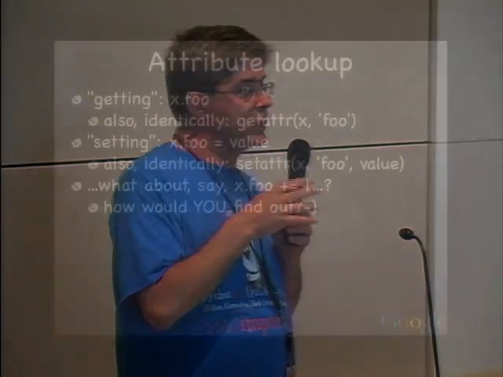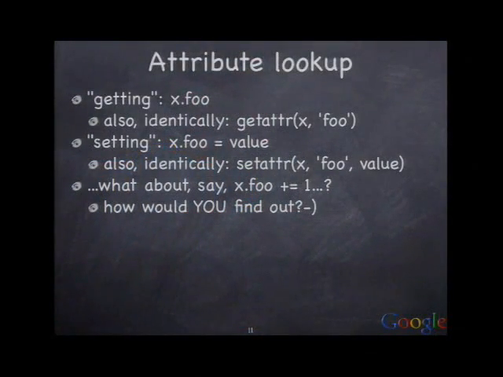Attribute lookup. Just to fix our terms, I call it getting when you're doing x.foo, which has absolutely identical semantics to getattr of x, quote, foo, quote. It does exactly the same thing. And I call it setting when you do x.foo equal value, which is, again, identically equivalent to setattr of x, quote, foo, quote, value. So, little conundrum here. Okay, so we know the getting and the setting. So what's x.foo plus equal 1? Is it a getting or a setting, or something else? Anybody want to try a guess? How would you find out?